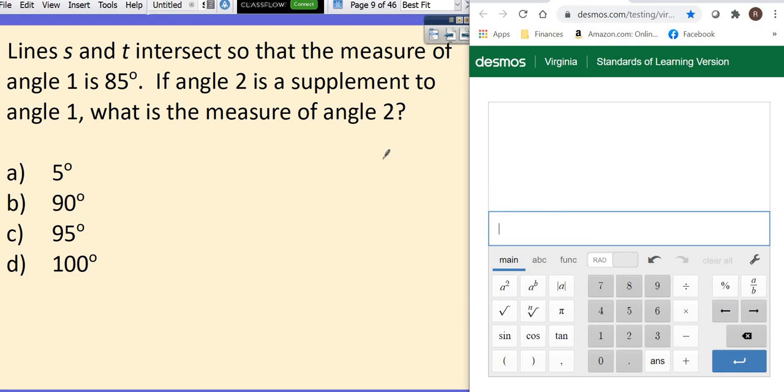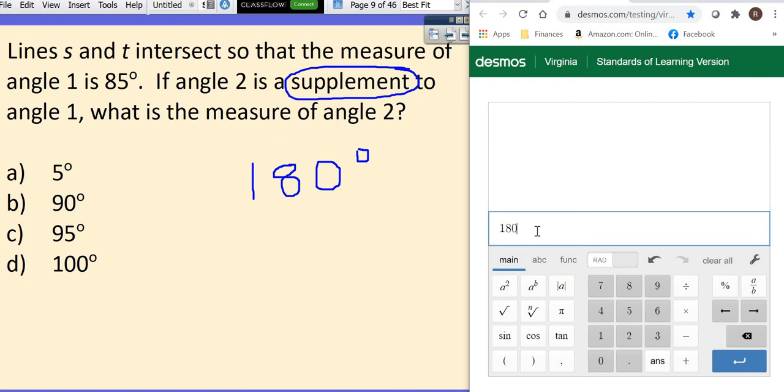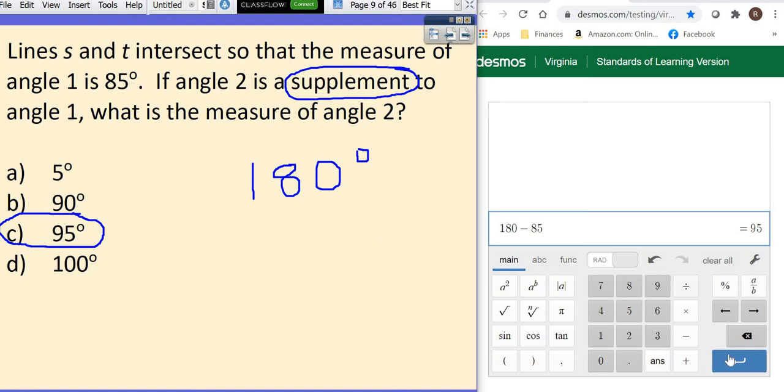It says lines S and T intersect so that the measure of angle 1 is 85. If angle 2 is a supplement, what does supplement mean? Supplement, like supplementary, means 180 degrees. So if angle 2 is a supplement to angle 1, what's the measure of angle 2? Well, if it says supplement, you put 180 in your calculator and subtract whatever that other angle is. And that means that the one that is a supplement is 95.